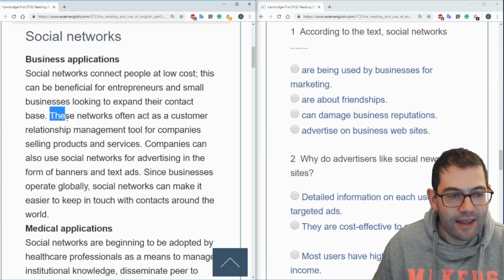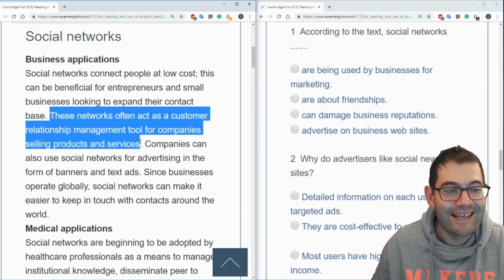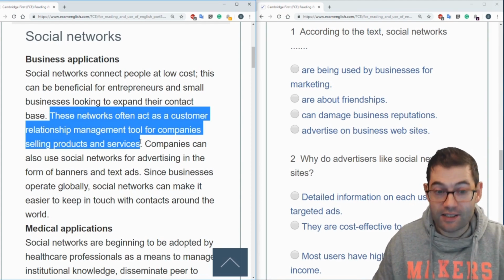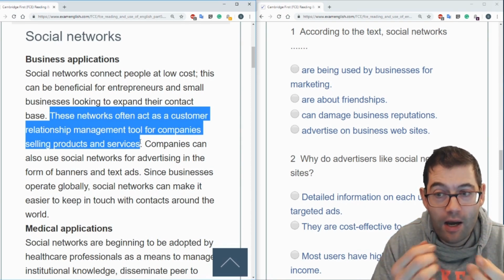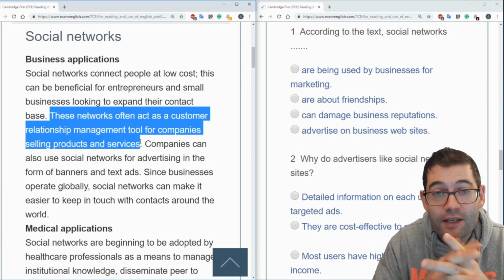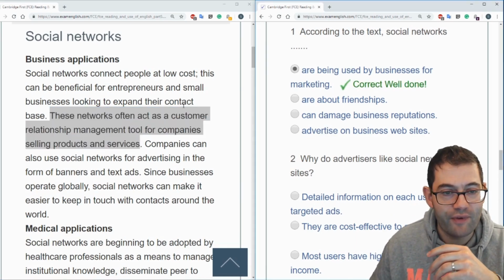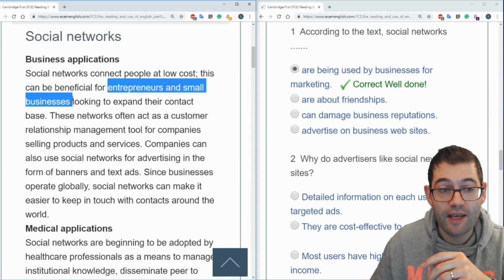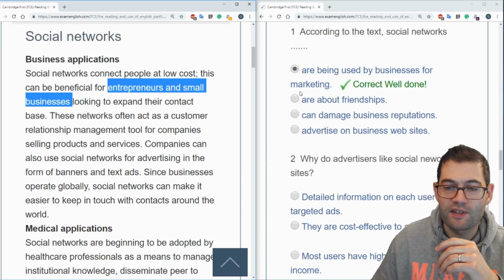And then it says this: these networks often act as a consumer relationship management tool for companies selling products and services. Now, if you're selling products and services or trying to sell products and services, you are marketing. So that's the vocabulary link here. So selling products and services means, or trying to, is the same as marketing. And so that's why the answer is correct here. And businesses is covered by entrepreneurs and small businesses. So that's the reason why number one, are being used by businesses for marketing.